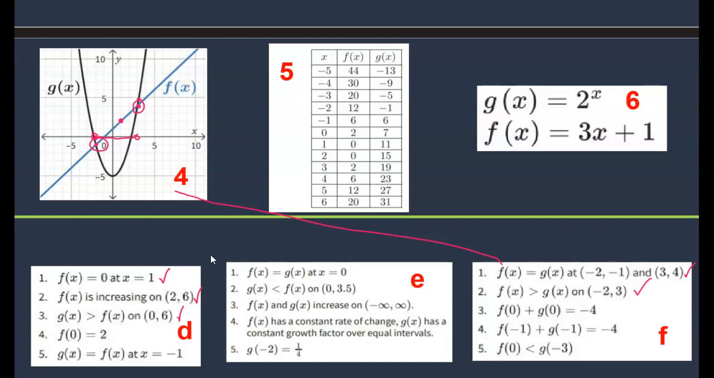So this is looking pretty promising. I'm going to guess that these ones are probably matched. Let's see if we can eliminate E for number 5. F of x equals g of x at x equals 0. Is that true? Well, here's x equals 0. Here's f of x. Here's g of x. Are those the same value? No, they certainly aren't. So E we've already eliminated. It's got to be D to match this.